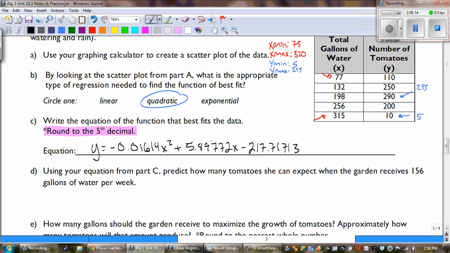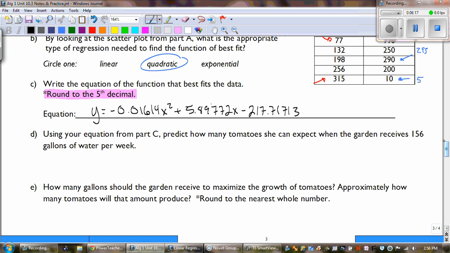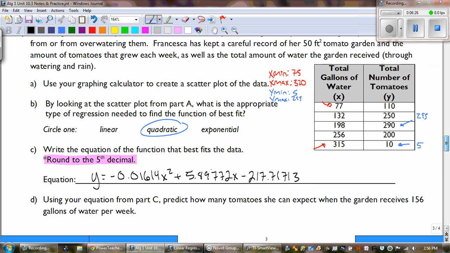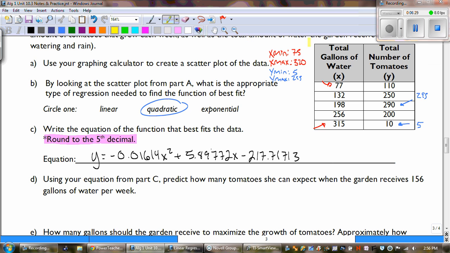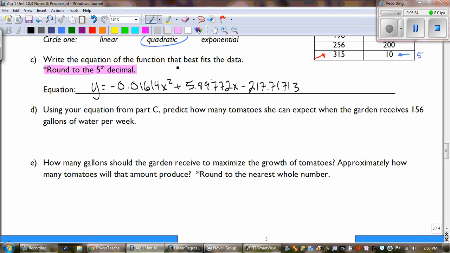Now, using that equation from part C, predict how many tomatoes you can expect when the garden receives 156 gallons of water per week. Okay, so gallons, if I look at our key right here, gallons is my x. So that's what we're going to plug into our equation. And you have to be very careful, guys, especially with numbers this big and all these decimals, that you do not make a mistake.